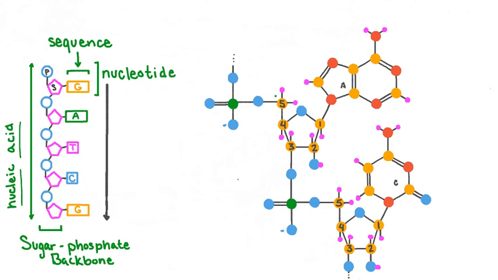The 5th carbon is bonded to the phosphate group of its own nucleotide. So this end of the molecule is called the 5' end. The 3rd carbon atom in the pentose sugar is bonded to the phosphate group of the adjacent nucleotide. So this end of the molecule is called the 3' end. We read nucleotide sequences from the 5' to the 3' direction because that's how the polymerization occurs in living organisms.